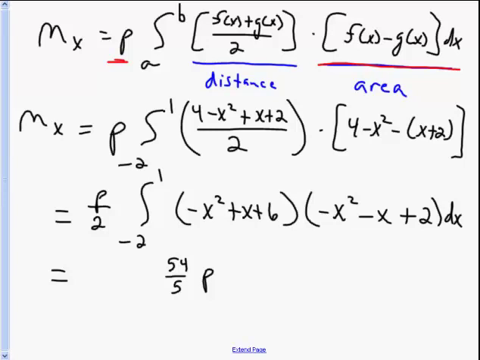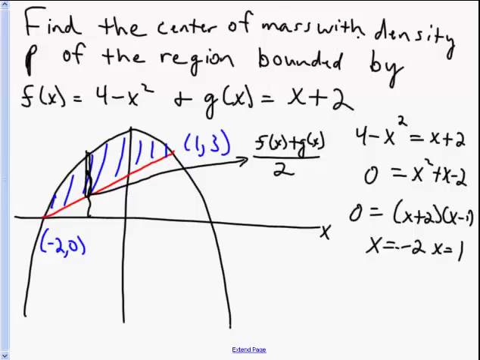And then, same idea, our moment about the y-axis. So now we're going to figure out, I'm going to do this in red here, how far I am from the y-axis. Well, at any point, for any of those rectangles in general, the distance they are from the y-axis is just some x-value, positive or negative. It's all my x-values from negative 2 to positive 1. That's the distance. And then my mass is still the same thing: f of x minus g of x, all that times rho.